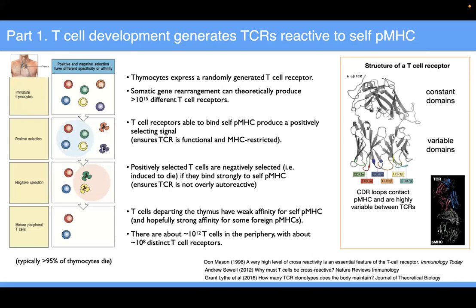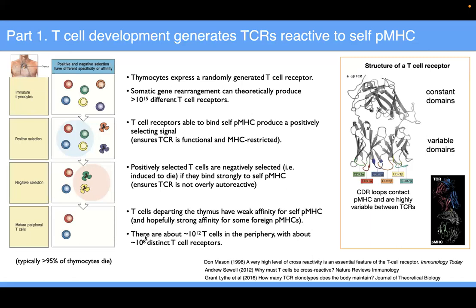So these cells die. The next thing that happens is that the cells undergo what's called negative selection, where T cells that bind too strongly to self peptides are deleted by an apoptotic process. And so what this means is that T cells that are ready to leave your thymus and start to recirculate and look for potentially foreign antigens have a kind of weak affinity for your own self-proteins.